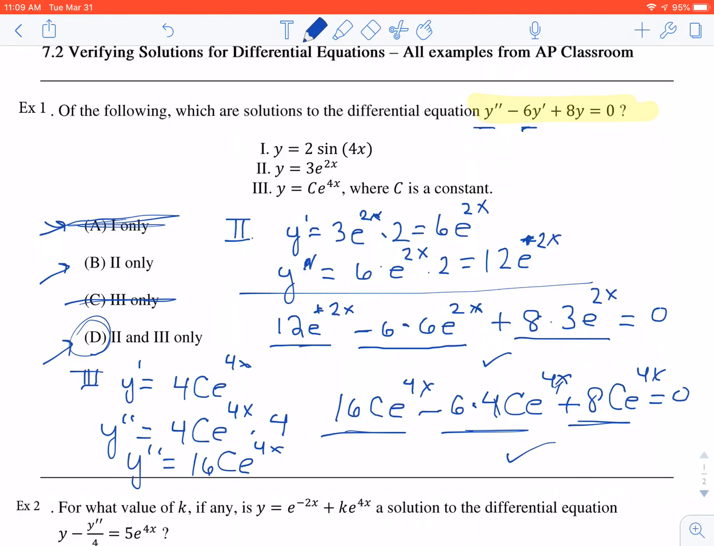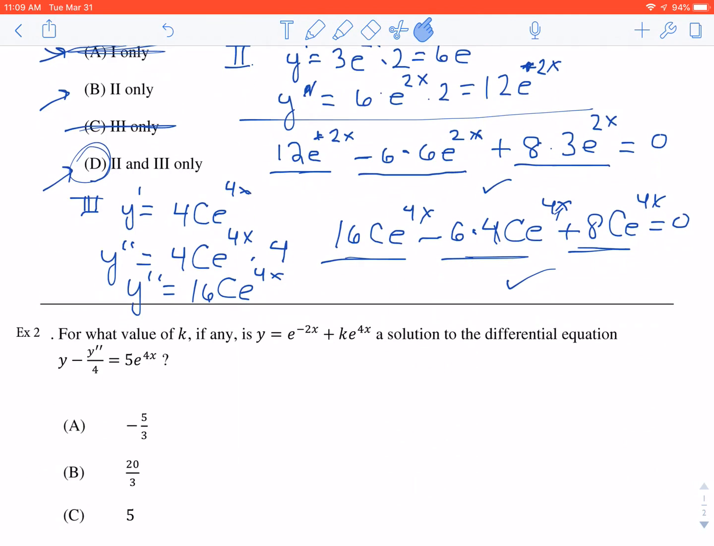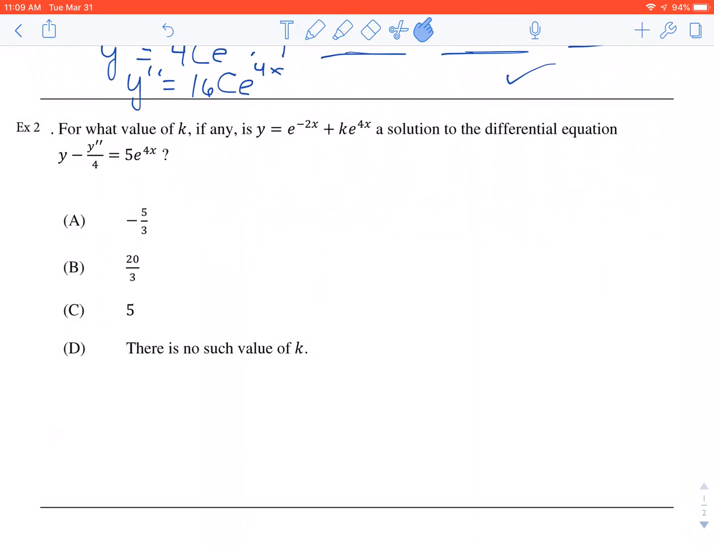Okay, the next one: for what value of k, if any, is y equal to e to the negative 2x plus k e to the 4x a solution to the differential equation? Again, I want to go through and work on this differential equation. In order to do that, I need to find the derivative, actually the second derivative. Of course I have to find the first one first.